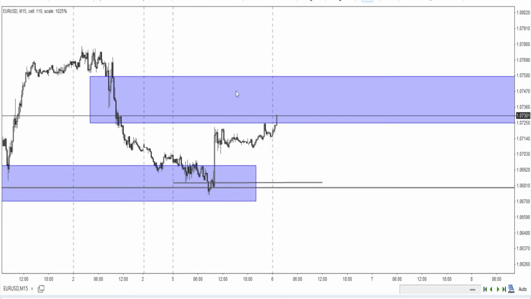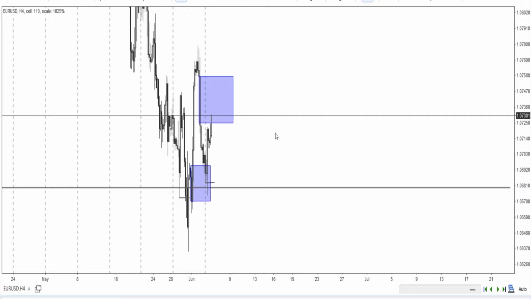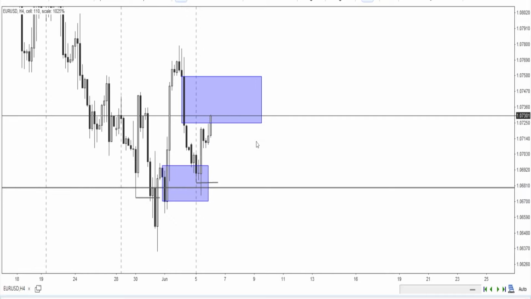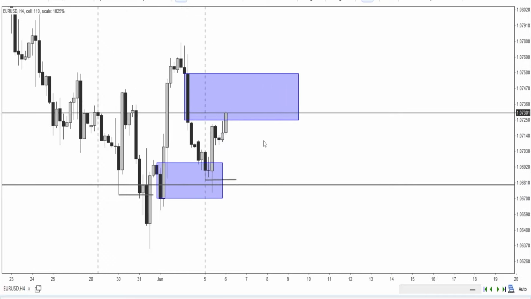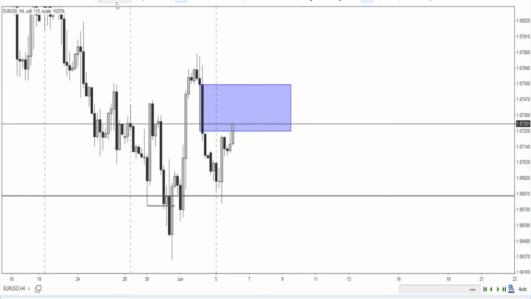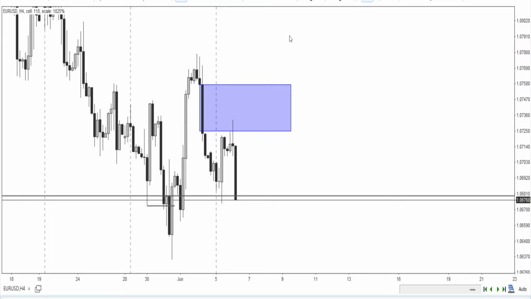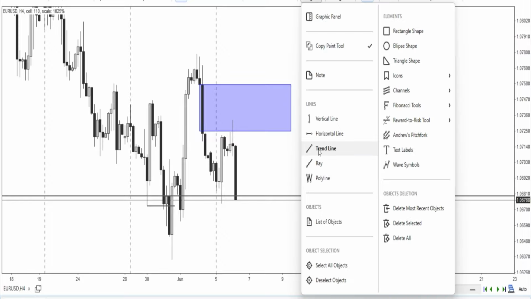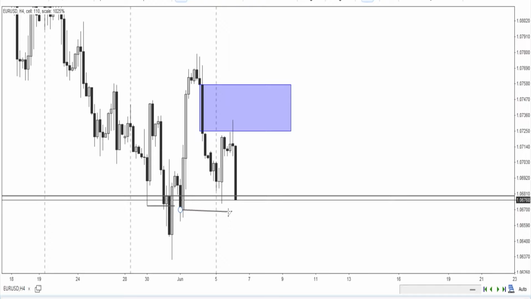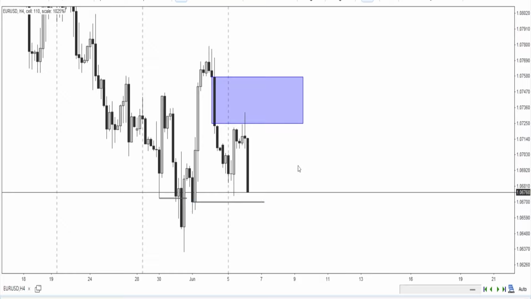Or TP was hit. We are anticipating it to reach this 4-hour bearish FVG. So you can see for our rejection block here, I'll delete this weekly key level. So here is a 4-hour rejection block.